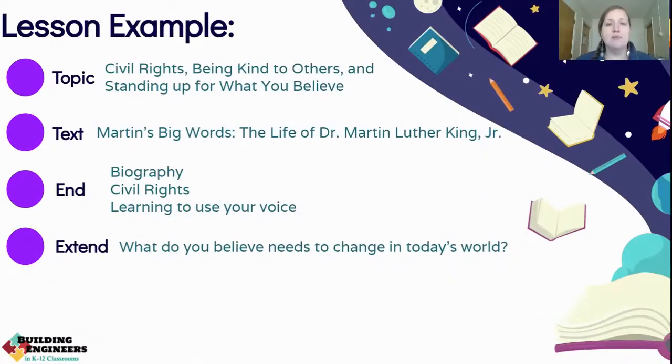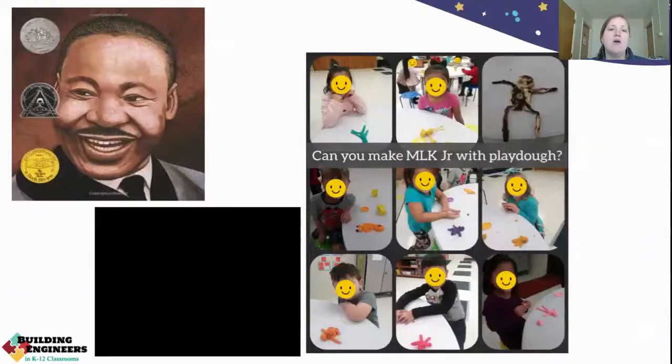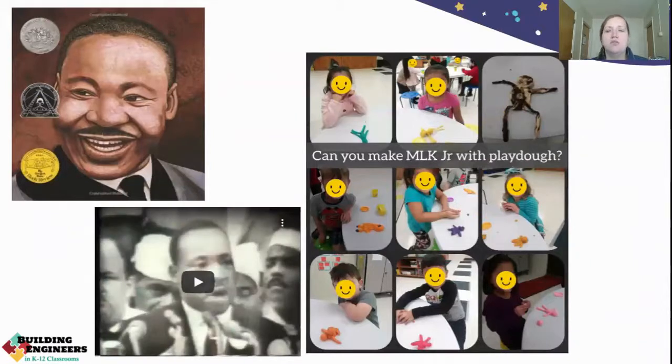A lesson that I did with preschool through 5th grade focused on civil rights, being kind to others, and standing up for what we believe. I based it off of the text Martin's Big Words, The Life of Dr. Martin Luther King Jr. The end result, I wanted them to be exposed to a biographical text, us to talk about civil rights, and another lesson for them to learn to use their voices. The extension from the book was, what do you believe needs to change in today's world? We read the book. We also watched a short piece of his I Have a Dream speech.